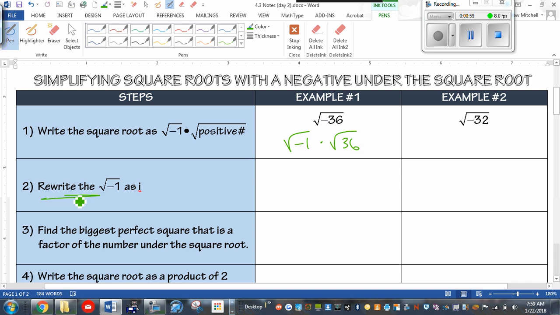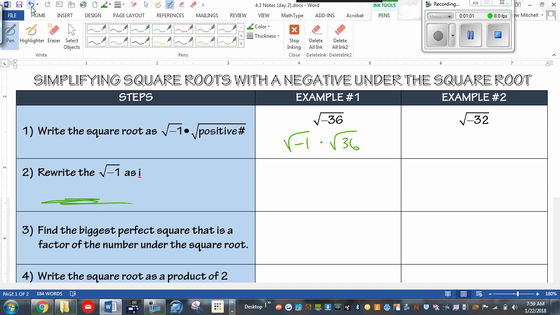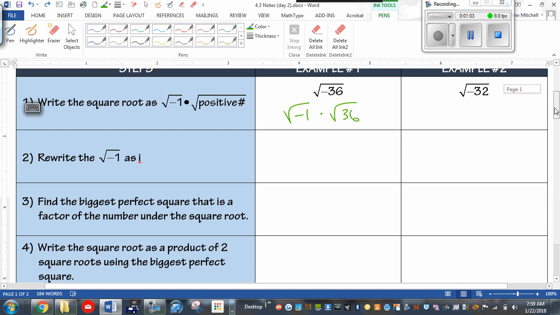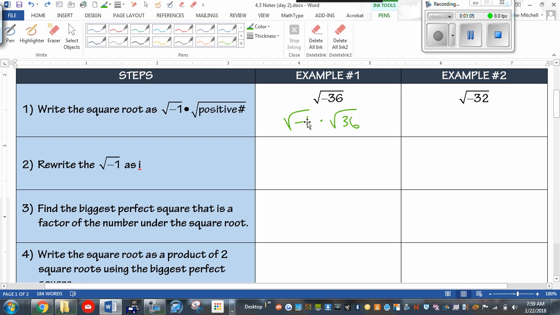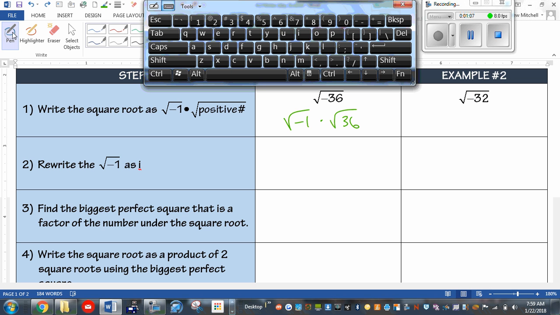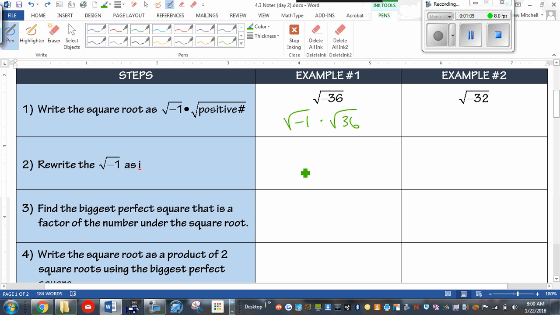Then we can rewrite the square root of negative 1 as i. So the square root of negative 1 just becomes i, and we have the square root of 36 times i. I want to make sure that i is not under the square root. If you want, you can put it out in front for now too.